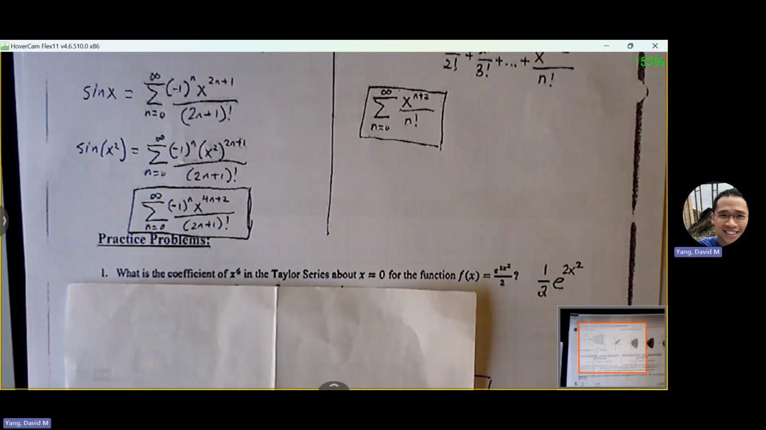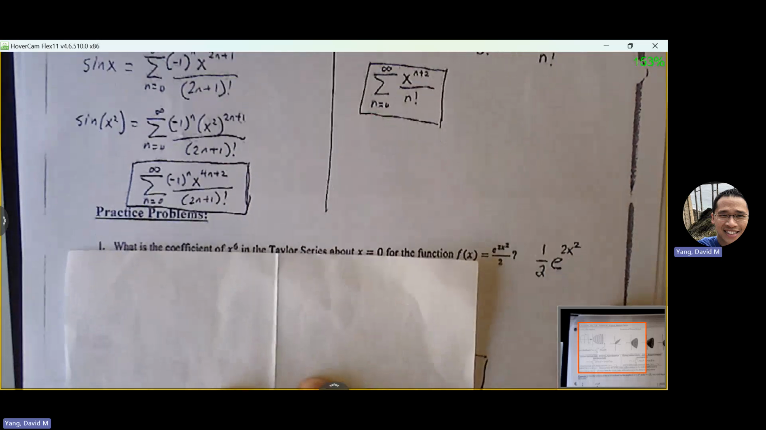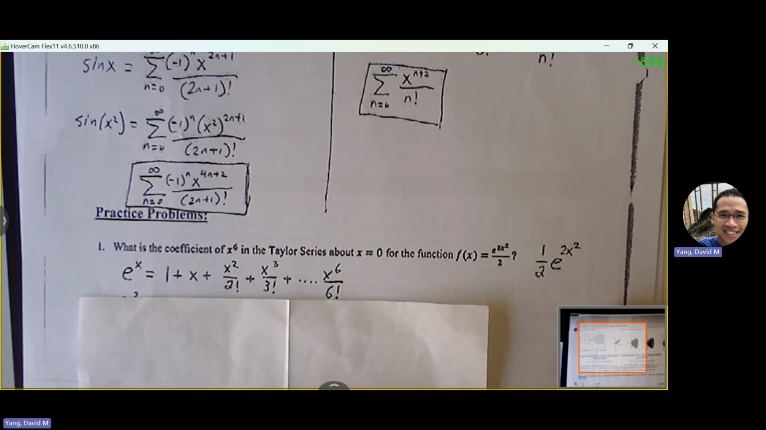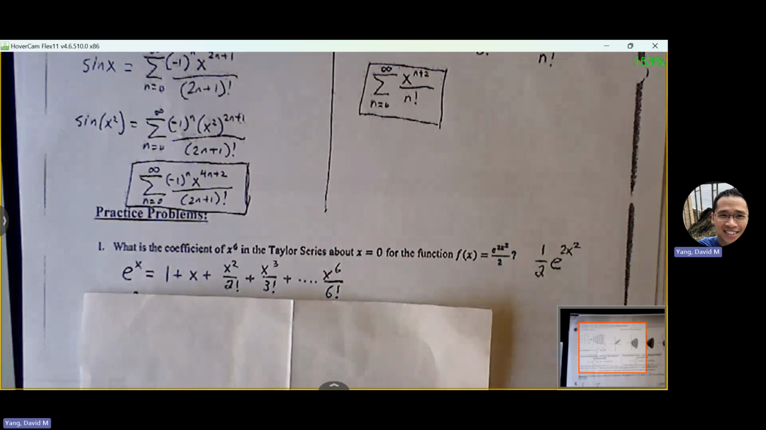Let's start off with what? Yeah, let's build out e to the x, then update that e to the x, turn it into e to the 2x squared, and then multiply a 1/2 through. And then once the dust clears, then look to see what's the coefficient that you see in front of your x to the 6 after everything is said and done. So start with your e to the x, and then from there, see if you can build your e to the 2x squared.